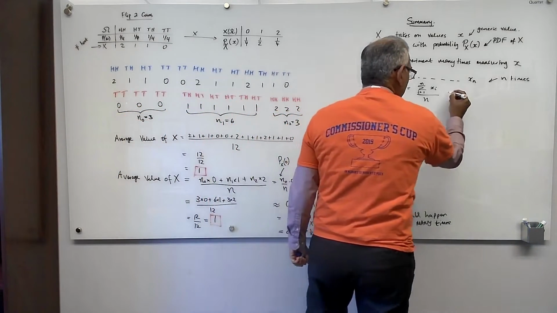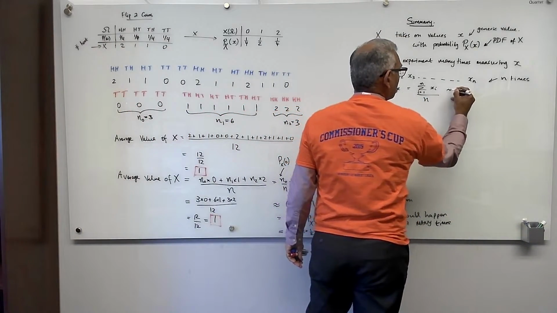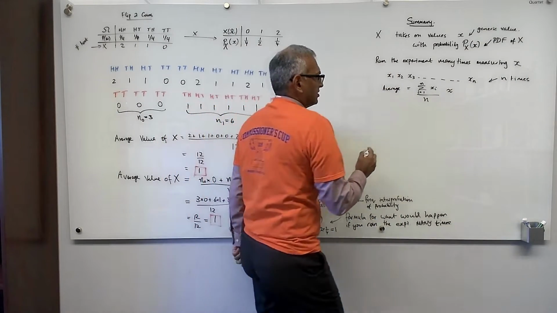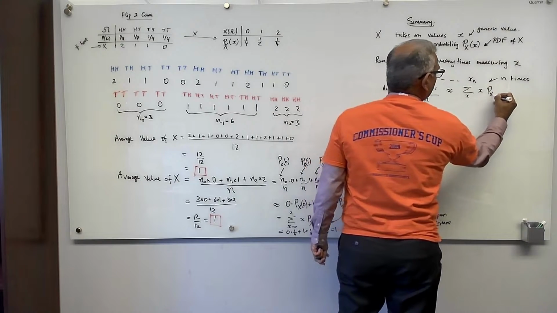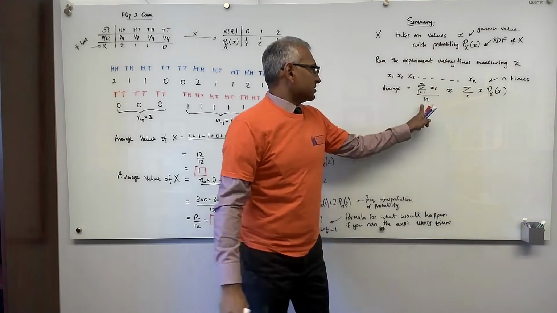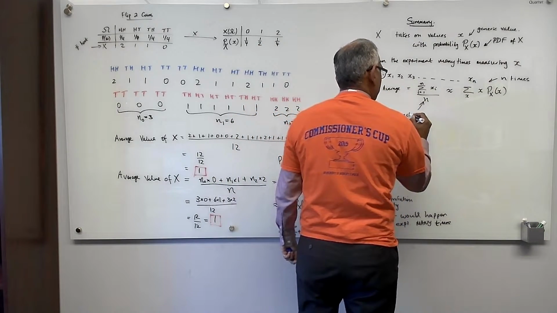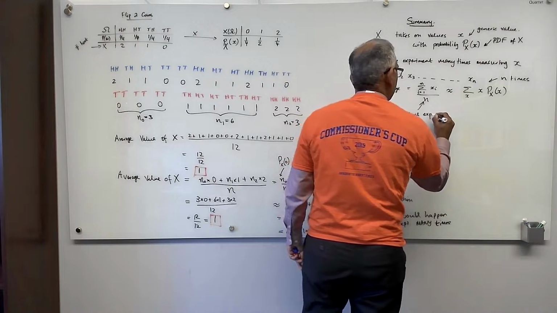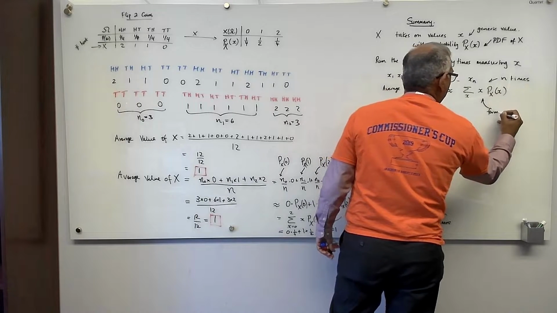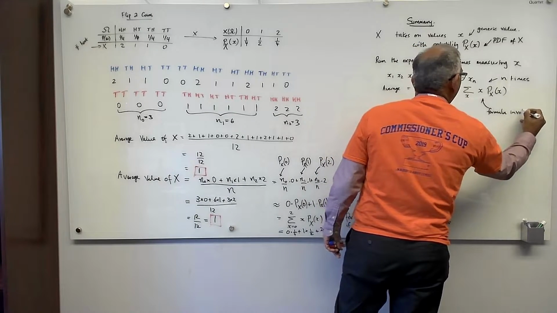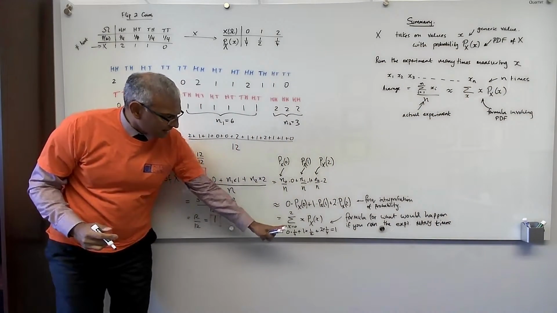And this is going to be approximately equal, so this is the first way of computing the average. This is going to be approximately equal to the second way of computing the average, which is the sum over the possible values x of x times px of x. So this is the result of the actual experiment, and this is a formula involving the PDF, which is what we derived here in this special case.